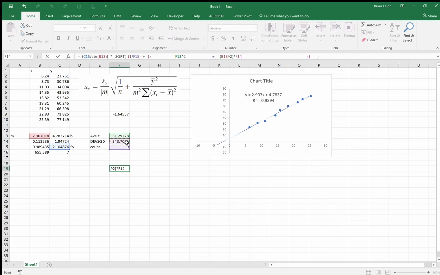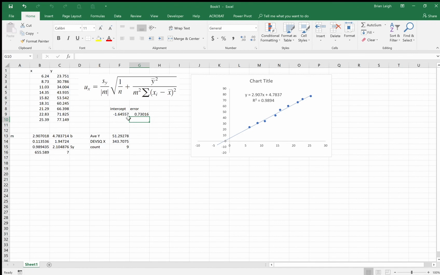Okay, there's my error. Just make sure these two match when you round your values to report, and that's it.